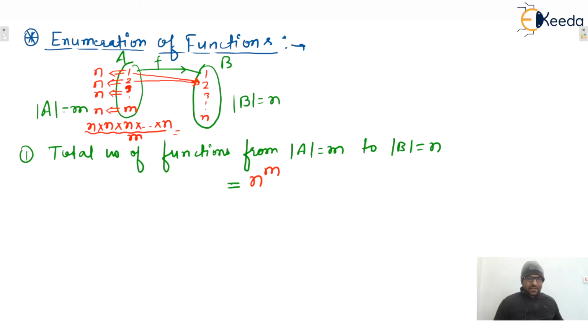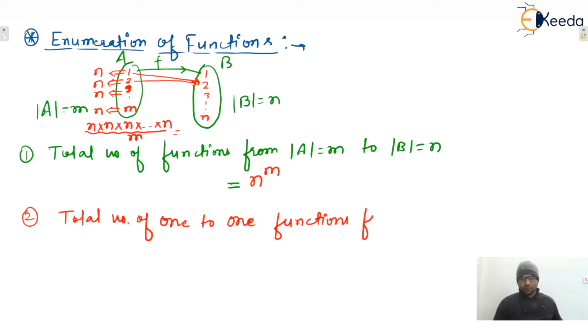Okay, let us take next point, that is second point. Total number of one-to-one functions from set A to set B is equal to what? Now you only tell me, guys.